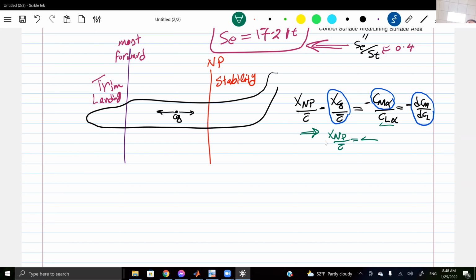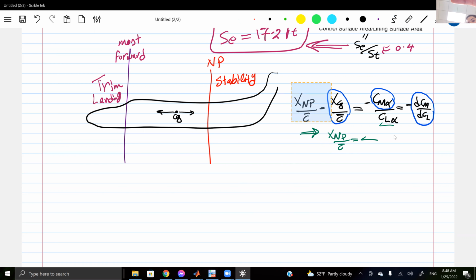And the neutral point is an aerodynamic characteristic. It's exactly the aerodynamic center of the airplane. The aerodynamic center for a wing or an airfoil is just the quarter chord and has nothing to do with CG or whatever. It's just pure aerodynamics. And it's the same for the airplane. This neutral point is fixed, all right? It's just aerodynamics. So now I'm going to repeat this equation one more time.